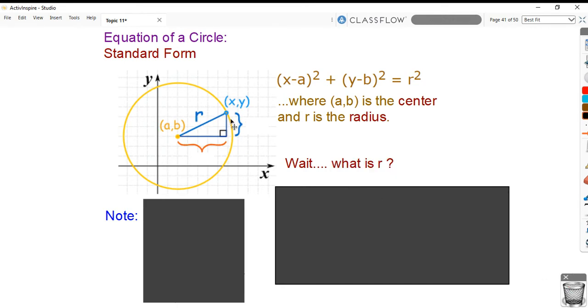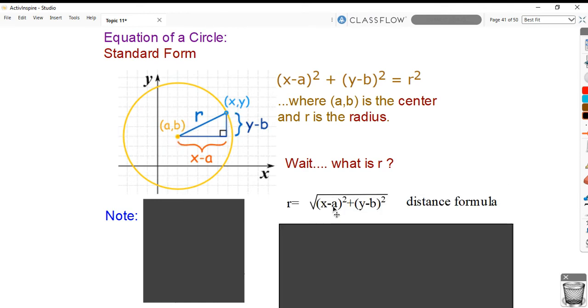When we're looking at this thing right here, if we don't actually have a picture of this whole entire thing, how do we find R? Okay? What we're doing is we are finding the distance in between the center of the circle and the edge of the circle. So we can use the distance formula.